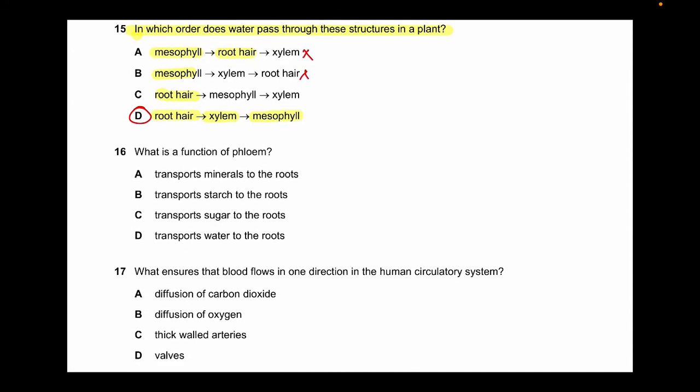Question 16. What is a function of phloem? Phloem transports minerals to the roots? The main job of phloem is not to transport minerals. Phloem transports starch to the root? Starch cannot be transported. Phloem transports sugar to the root? Yes. Phloem transports water to the root? No. So option C is the correct answer.